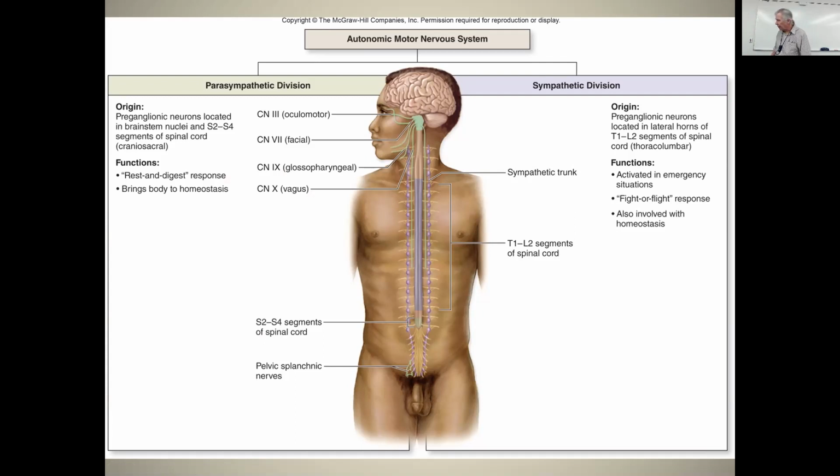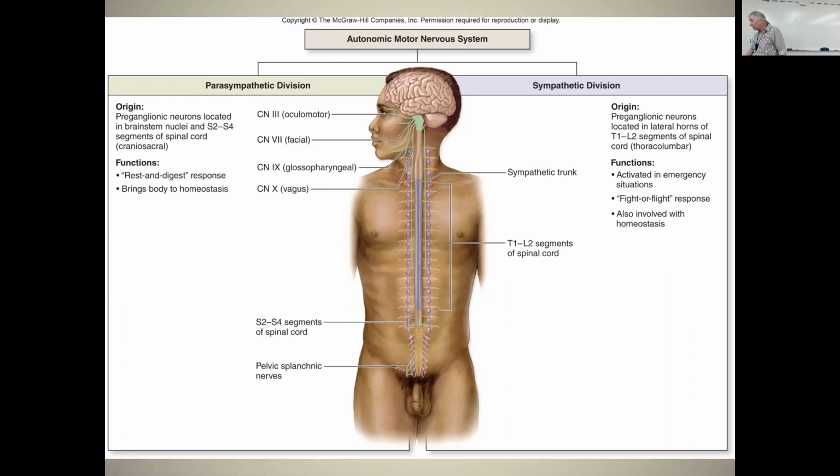rest and digest response brings the body to homeostasis. Sympathetic is often called a thoracolumbar system because its preganglionic axons leave in the thoracic region or the lumbar region. It can go up into the cranial region and down into the inguinal region, but the preganglionic axons are not leaving from those regions. The postganglionic axons will leave from sympathetic ganglia in those regions, because you have sympathetic ganglia all up in the cranial region and in your inguinal region. You just don't have any preganglionic axons leading to them from those parts of the spinal cord.